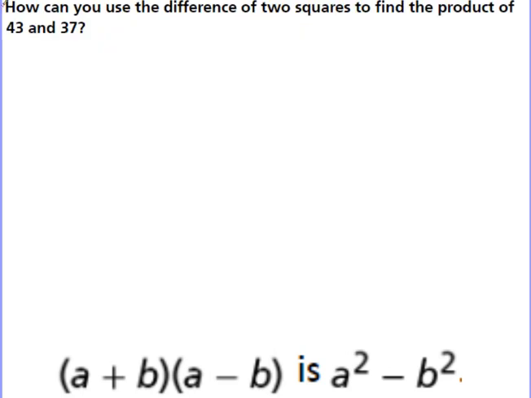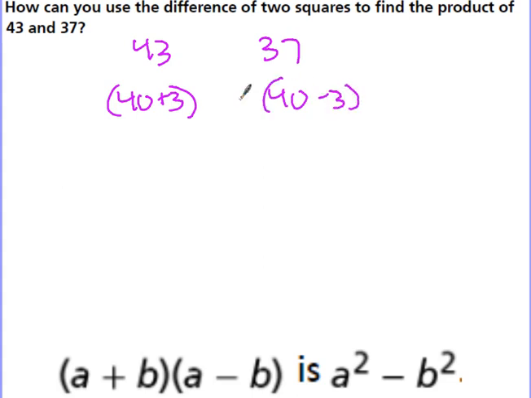Now, you could also do this when multiplying whole numbers. So, if I have 43 times 37, okay, let's see if I can rewrite these to have a difference of 2 squares. Well, this is the same thing as 40 plus 3. And this is the same thing as 40 minus 3. So when I multiply these, I can follow the same principle.